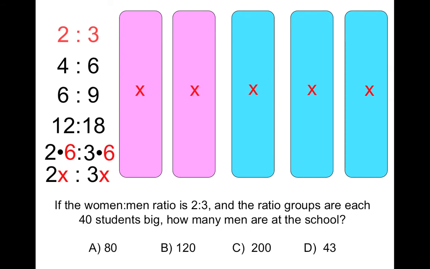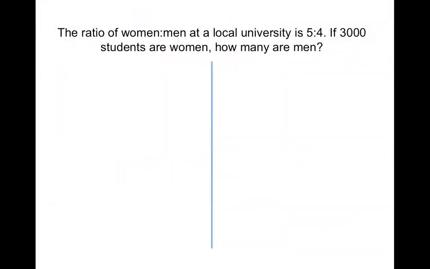Okay, so if the women to men ratio is 2 to 3, and each group has 40 students in it, how many men attend this school? 120 male students go to this school because there are 40 students in each group and there are 3 groups of men. Now we'll use our understanding of ratio to solve a new problem in 2 different ways. The ratio of women to men at a local university is 5 to 4. If 3,000 students are women, how many are men?